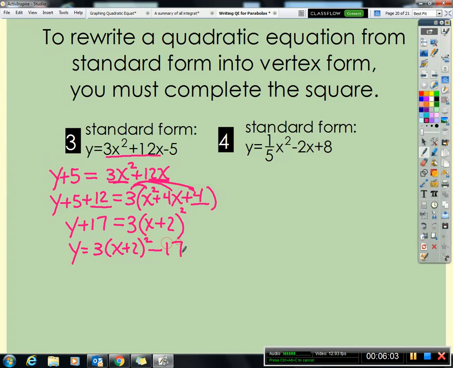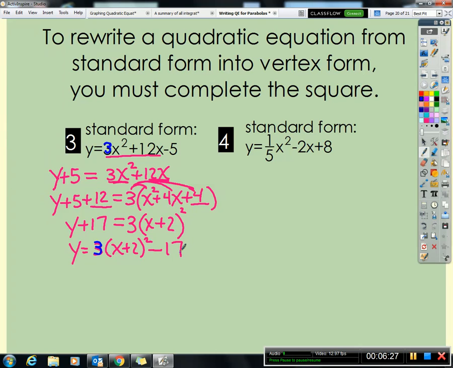Let me say this again. I said it on the previous slide, but let me say it again. In the first equation, your a value is 3. In your final equation, your a value is 3. Those must match. And then I can see that from the rest of the equation, my vertex is at -2, comma, -17.